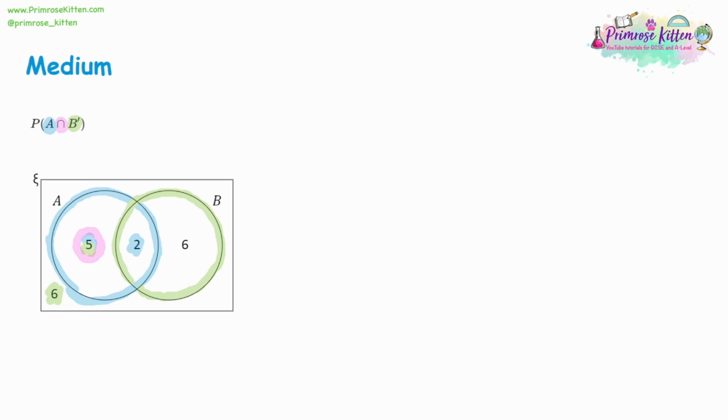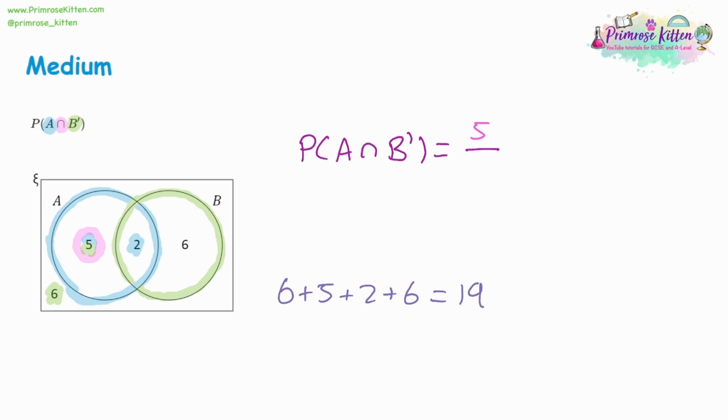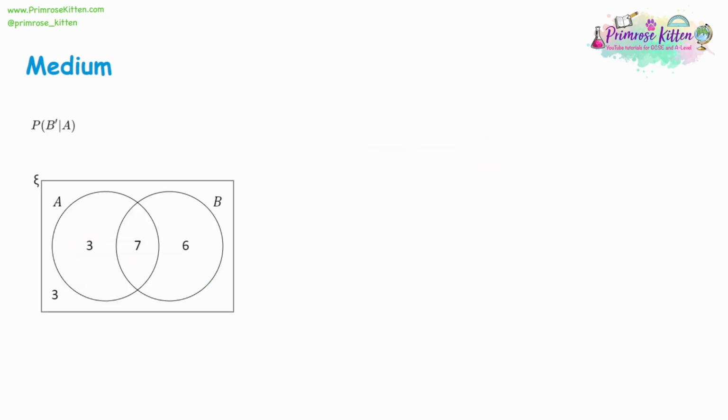So we can say the probability of getting A and the intersection with not B is going to be, so we've got the 5, that's what we want. Now we need all the numbers in total. So we've got the 6, the 5, the 2, and the 6 in the entire thing. 6 plus 5 is 11, plus 2 is 13, and plus 6 is going to give us 19. So it's going to be a 5 out of 19 chance to get something in the intersection of A and not B.